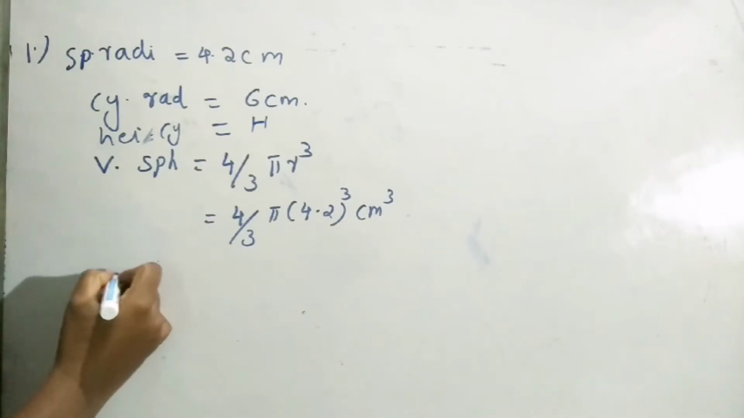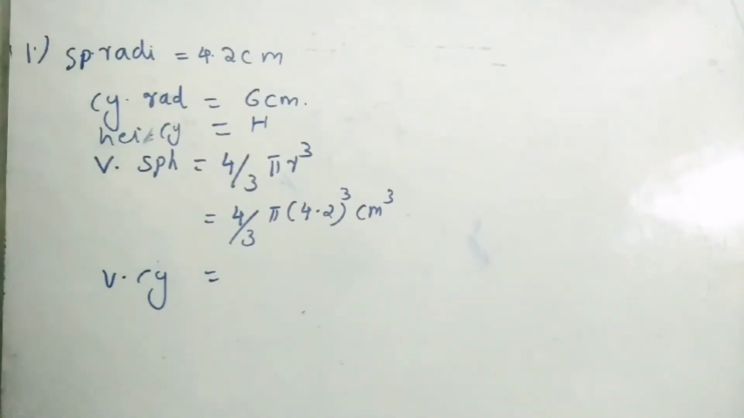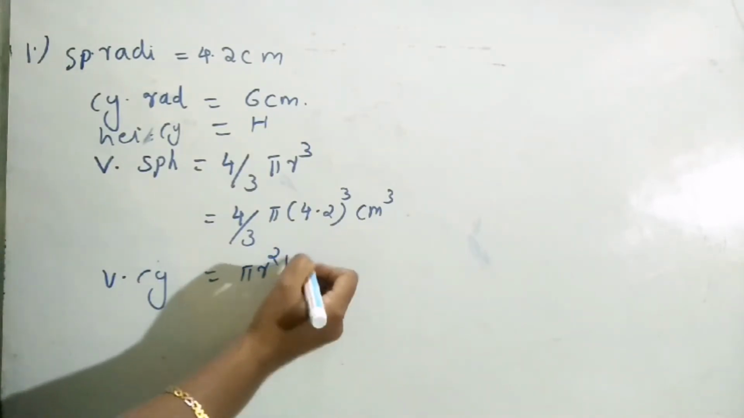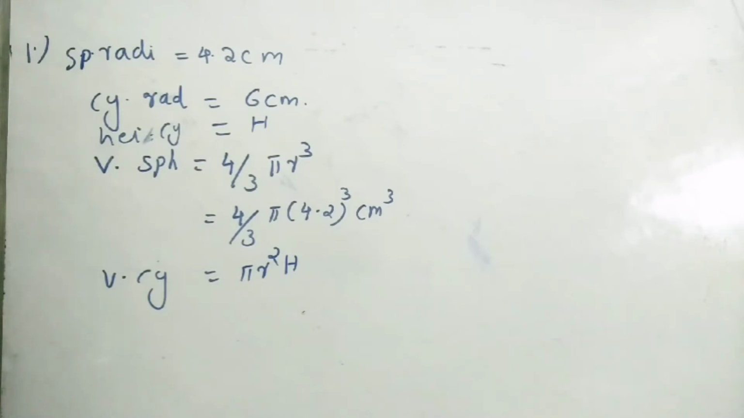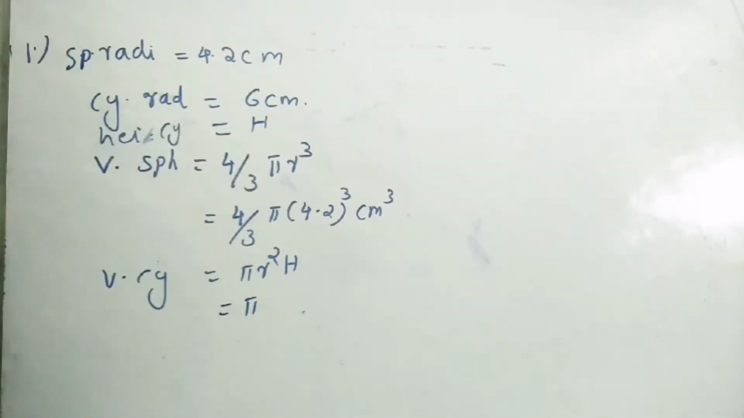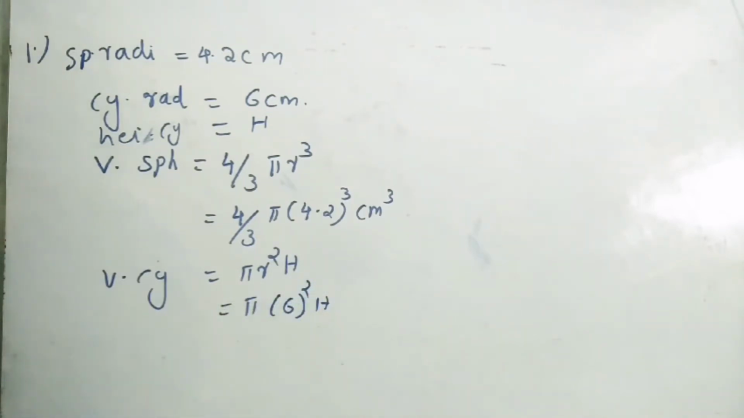We know the formula for the volume of the cylinder: pi r square h. Since I took the height of the cylinder as capital H, we will have pi r square H, and this is equal to pi into radius 6 square into H. Pi into 6 square into H.